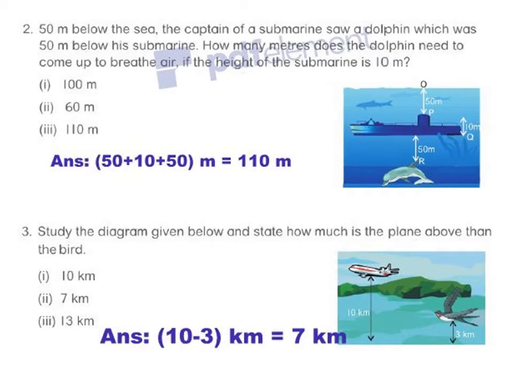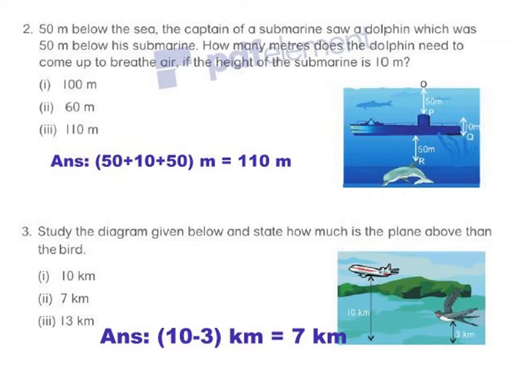So the answer to the second question is 50 plus 10 plus 50 meter. 50 meter below the sea level is the submarine. The height of the submarine is 10 meter and below that, at a depth of 50 meter, the dolphin is. So the total height that the dolphin has to go up to breathe air is 50 plus 10 plus 50, that is 110 meter. So the answer is the third option, 110 meter.